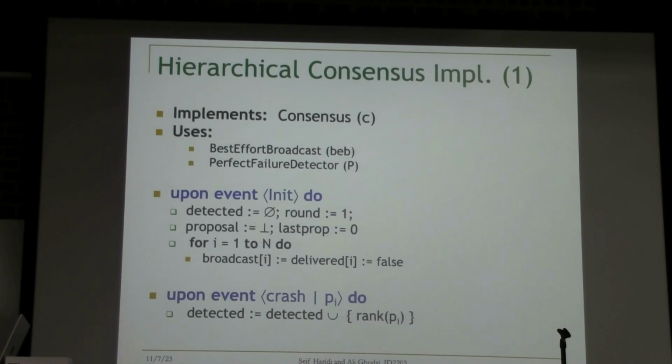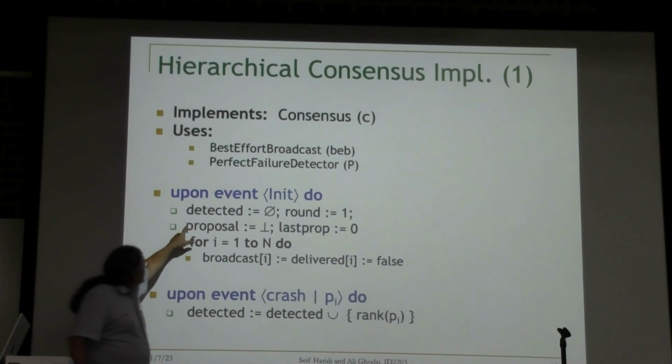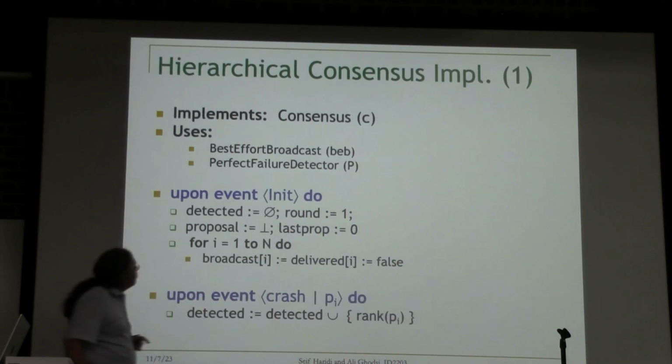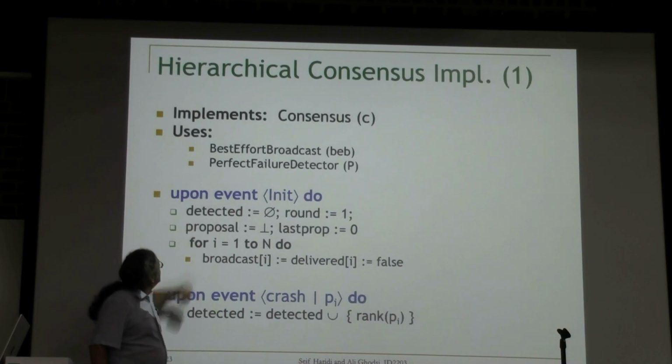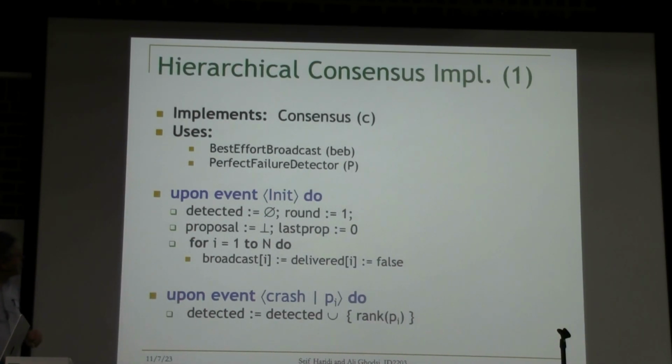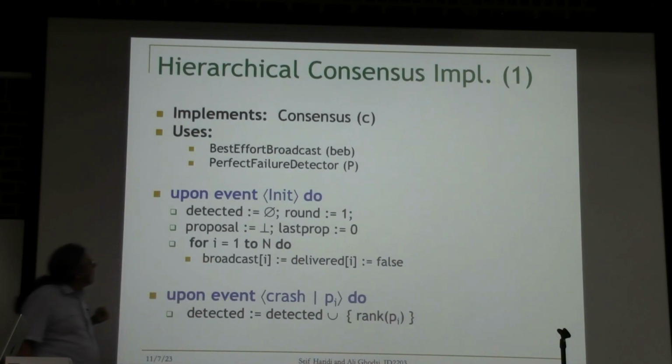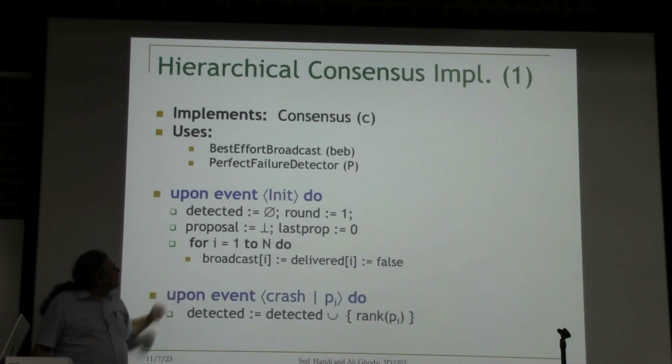Okay, now after all that talk, I will show you code. Here's the code. It's basically 2 pages in a large font, so it's not really that complicated. It uses best effort broadcast and a perfect failure detector. First is the initialization stuff, the init event. We have some local variables: the round, the proposal, the last proposed, and the nodes detected, which is going to tell us which nodes have failed. And there are also 2 arrays, delivered and broadcast.